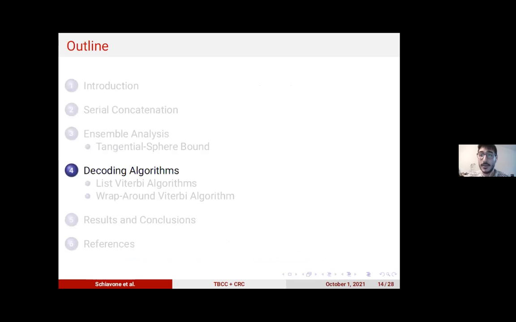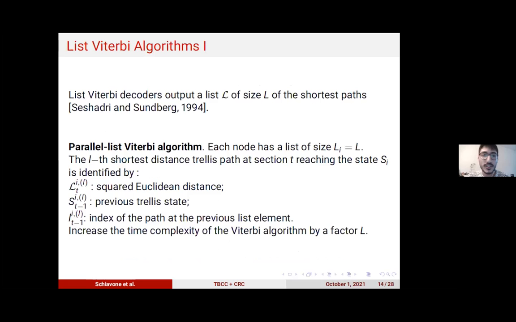Okay, just briefly, let's see some decoding algorithms. We all know Viterbi, I hope. Yes. Which are possible list decoding algorithms that are based on Viterbi. The easiest one is the parallel list Viterbi algorithm.